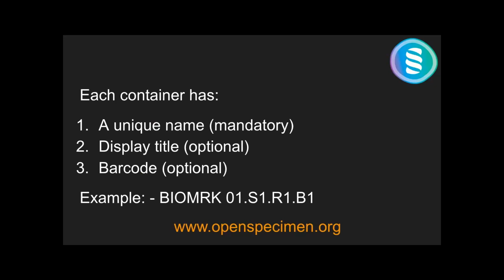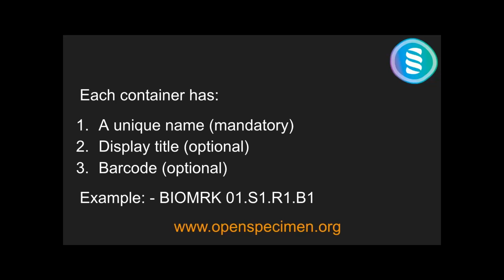Usually what people do is they write down the complete hierarchical structure of a freezer. Just to give you one example, suppose you have a Biomark freezer and it is first in the sequence. Then it has shelf 1, rack 1, box 1. In similar fashion, you can create a unique name, but it is not mandatory to follow this particular format. You can choose any format that you like. A few formats are supported by OpenSpecimen, but you always have a choice to override that and make any format that you want.